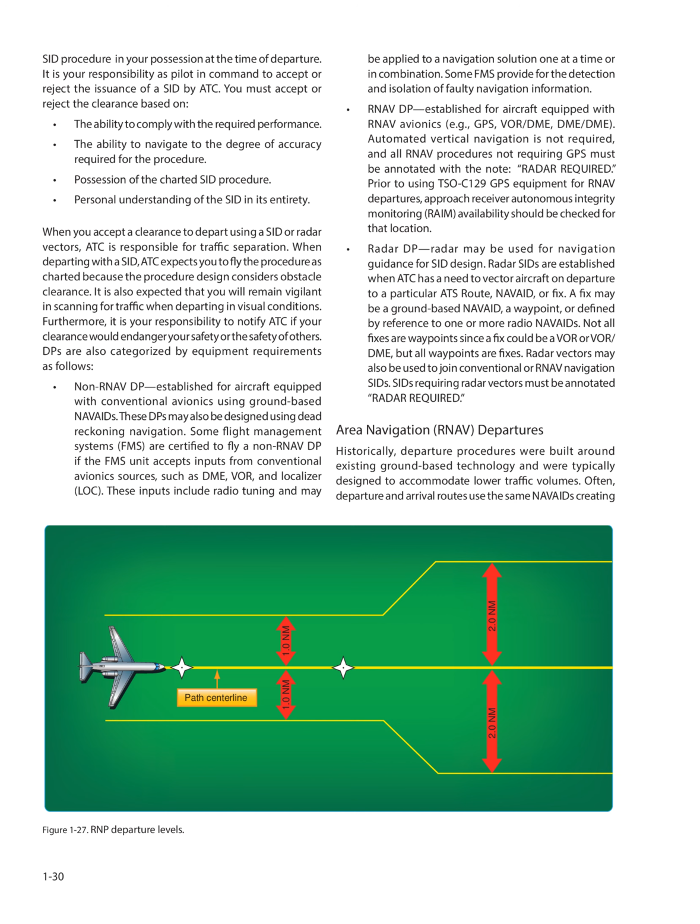RNAV DP: established for aircraft equipped with RNAV avionics, for example, GPS, VOR/DME, DME/DME. Automated vertical navigation is not required, and all RNAV procedures not requiring GPS must be annotated with the note, radar required. Prior to using TSO-C129 GPS equipment for RNAV departures, approach receiver autonomous integrity monitoring, RAIM, availability should be checked for that location.